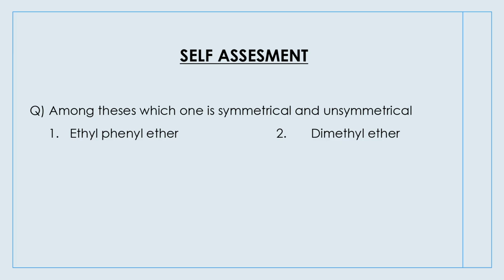Now the self-assessment question that I have added: among these, which one is symmetrical and which is unsymmetrical? The first is ethyl phenyl ether and the second is dimethyl ether. So the first one, that is ethyl phenyl ether, is unsymmetrical because here you have ethyl and phenyl and these two groups are different. Whereas for the second case you have dimethyl, which means two methyl groups are attached to the oxygen. So the groups are the same. Here is the picture as well, the structure, for your better understanding.